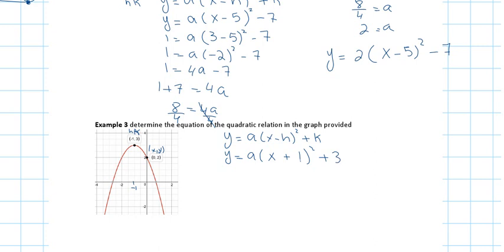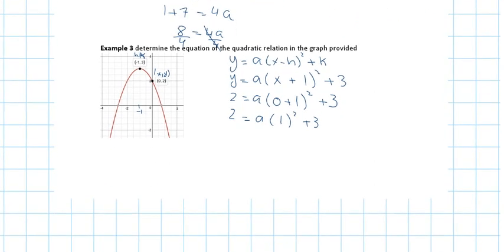Good. When I'm excited, I make mistakes. Then, what do we do? Plug in x and y. So what's the y value? 2. 2 equals a(0 plus 1) squared plus 3. Good. BEDMAS says, what do I have to do first? The bracket. So I have to do 0 plus 1. 0 plus 1 is 1. 1 squared. That's also 1, right?